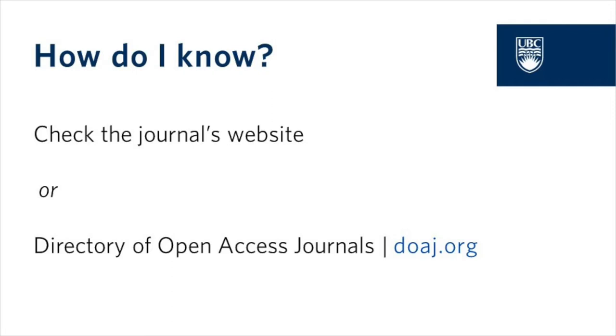How do you know whether a journal offers open access? If you have a journal in mind, go straight to their website to check. You can also find a list of journals in your field by going to the Online Directory of Open Access Journals, or DOAJ. This gives you overviews of open access policies for more than 10,000 scholarly journals.